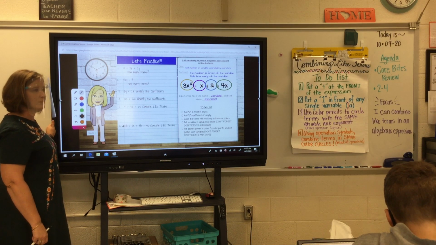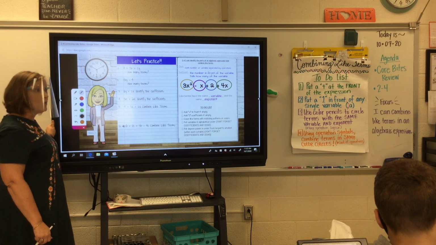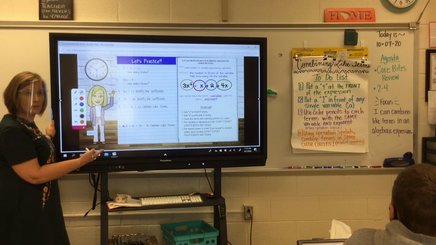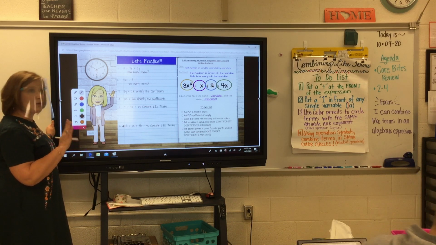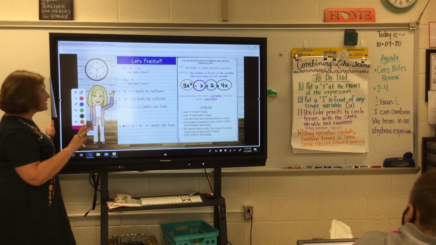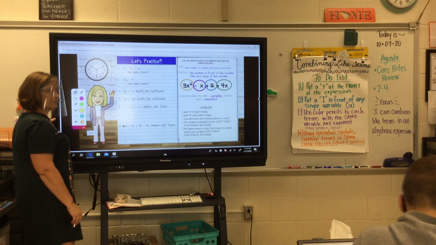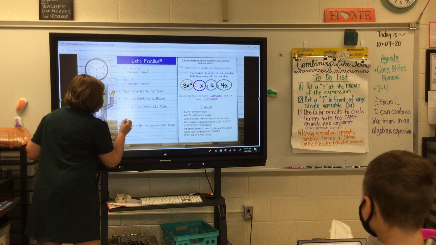Put a 1 in front of any single variable. Do I have any single variable? No, I do not, so I don't have to do that. Step 3 tells us to do what? Use a colored pencil to circle the terms with the same variable and keep the expression sign.